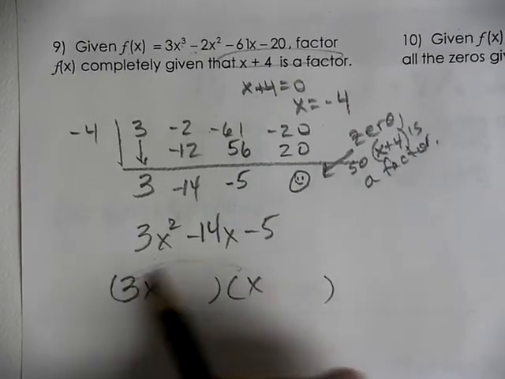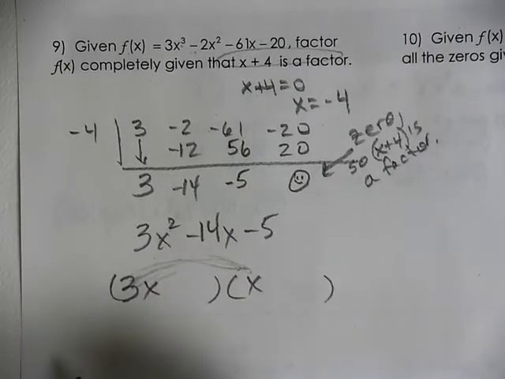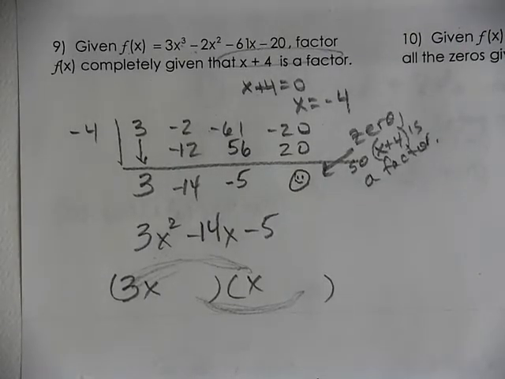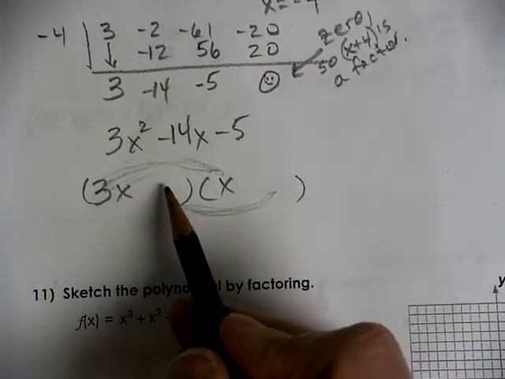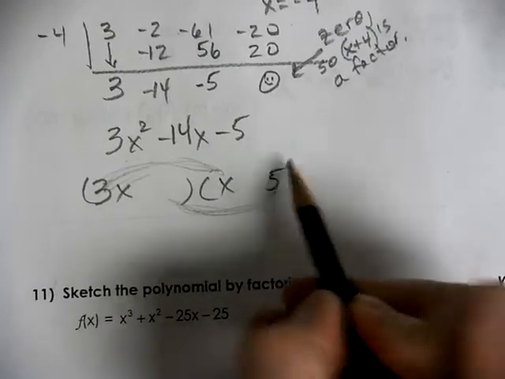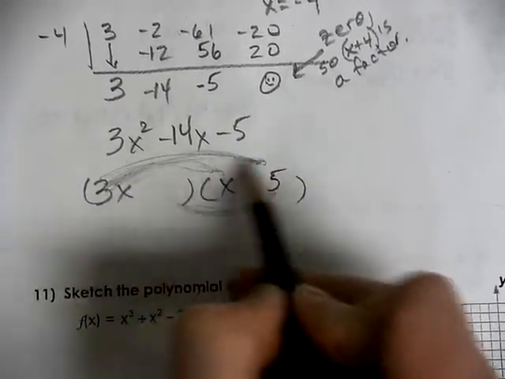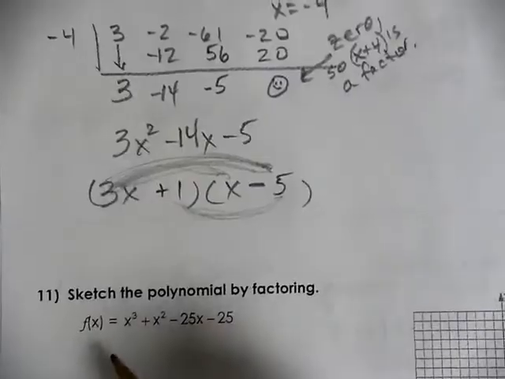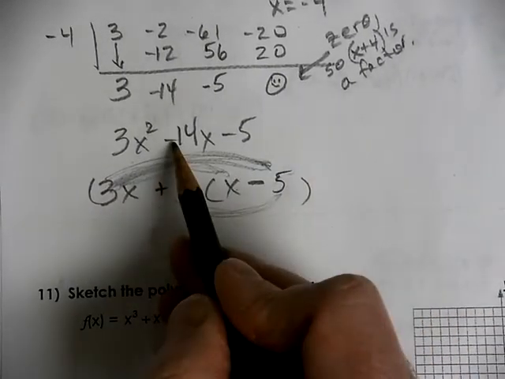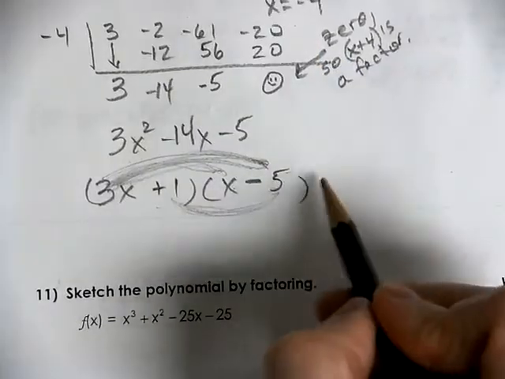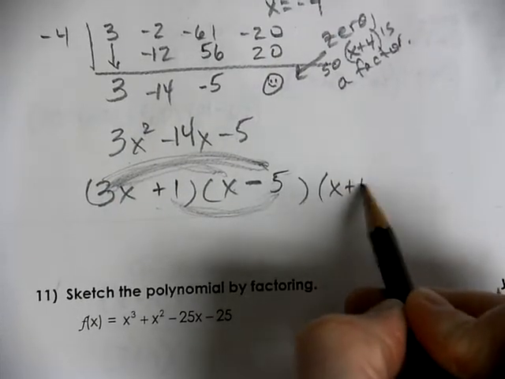So to factor this apart, 3x times x makes 3x squared. 5 and 1 would make negative 5. But the question is, where does the 5 go? Does the 5 go with the 3? Or does the 5 get multiplied with the 3? By putting the 5 here, 3 times 5 is 15, a negative 15 and a positive 1. That gives us 14 for the middle and negative 5 for the end. Don't forget your other factor of x plus 4.